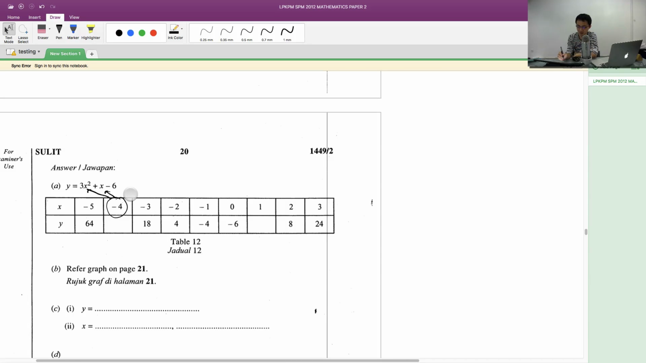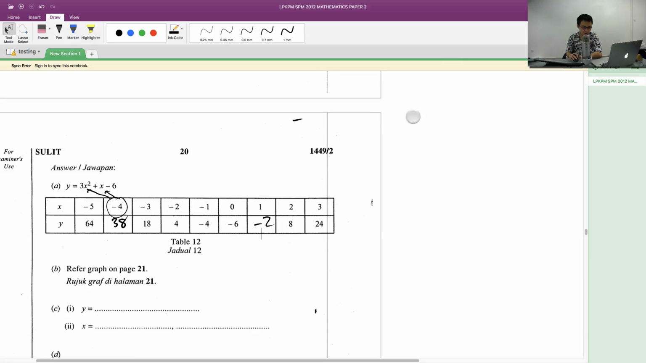Alright, so yeah, of course you can do it manually. This is 16 plus negative 4, negative 6. So this is minus 10, this is 48. So it should be 38, if I didn't do it wrongly. Then for x equals negative 1, you have 3, 1 plus 1 minus 6. 4 minus 6 is negative 2. Alright, of course you can use the calculator to solve it. Make sure you type everything correctly.